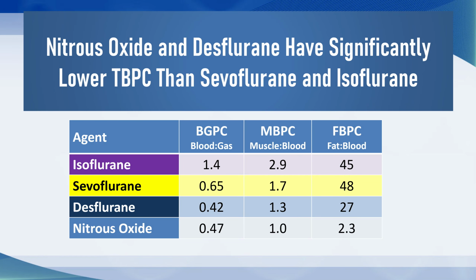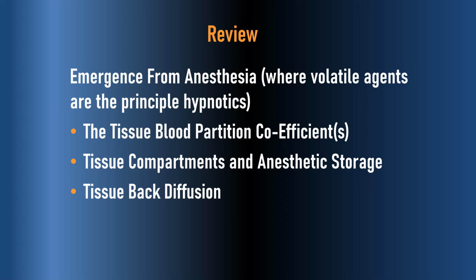Let's review this tutorial. This is the first of two tutorials on emergence from anesthesia where volatile agents are the principal hypnotics. I discussed the tissue blood partition coefficients, tissue compartments and anesthesia storage, tissue back diffusion, and why patients emerge from anesthesia quicker with one agent versus another. But that's not the only part of the story.